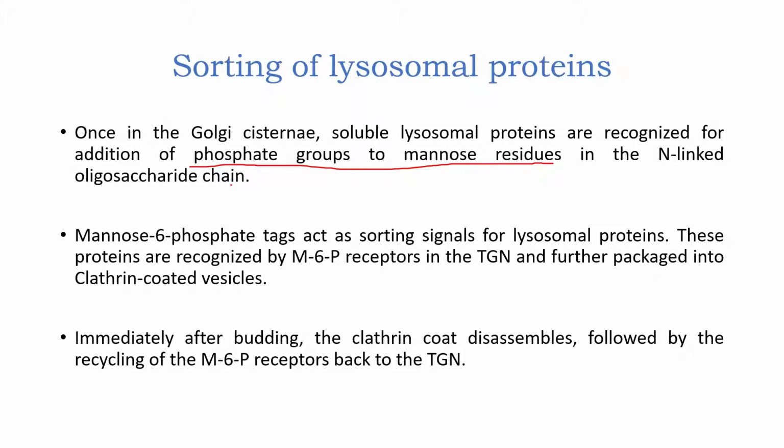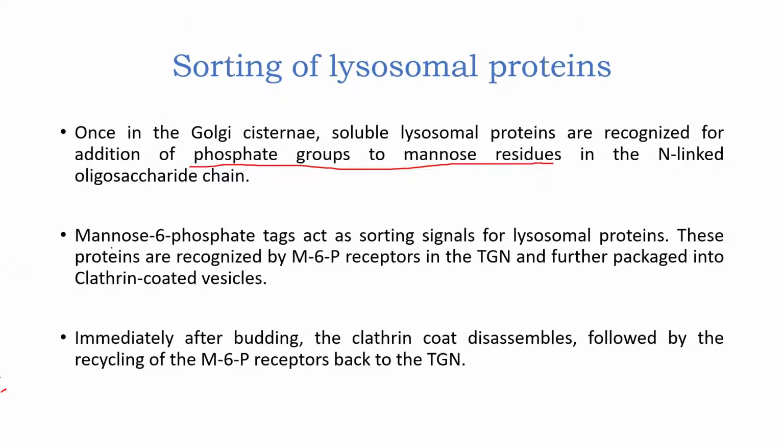newly synthesized proteins. So in N-linked glycosylation, the nitrogen of asparagine residues in proteins is attached to an oligosaccharide chain. So the lysosomal proteins are N-glycosylated, wherein the oligosaccharide chain is attached to the nitrogen of the asparagine residues of the protein. These oligosaccharide chains have mannose residues, and these mannose residues are phosphorylated in Golgi cisternae.